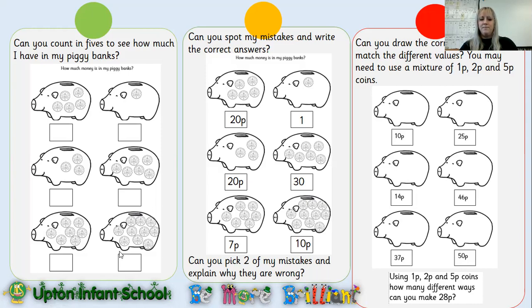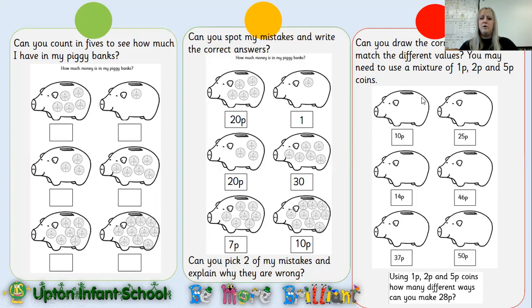When you've done that, I wonder if you could pick 2 of my mistakes. So pick 2 of my animals, 2 of my pig pots, sorry, and explain why they are wrong. What have I done wrong with them? Good luck. And if you're going to do the red task, you have got a bit of a different challenge.